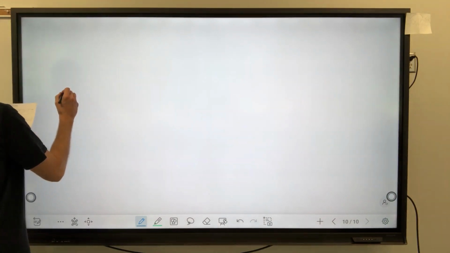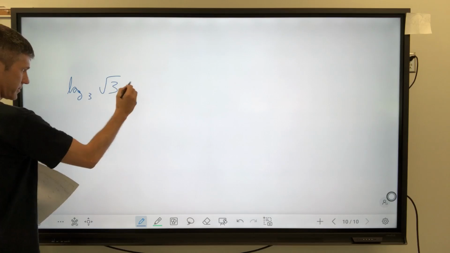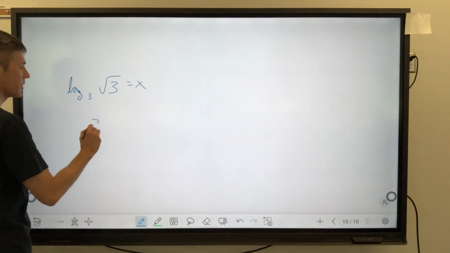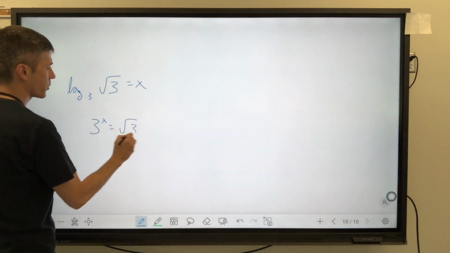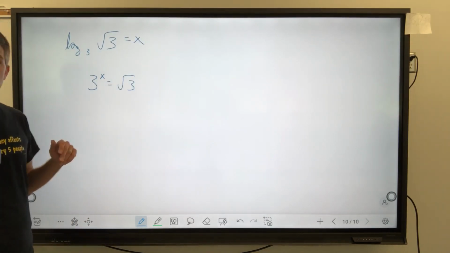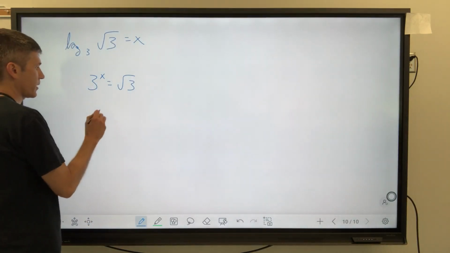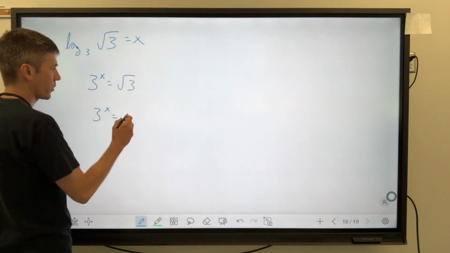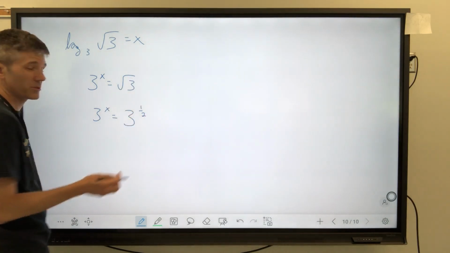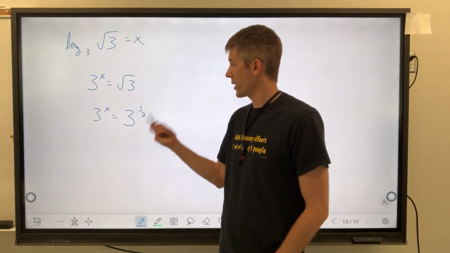Okay, 3 more. Log base 3 of the square root of 3. Don't know what it is. 3 to some power gives me the square root of 3. Okay, now I'm going to do this one. You probably already know the answer based on the previous problem, but I want to do this one a little bit differently. Let's kind of stare at it for a second. If 3 to the x is equal to the square root of 3, well, let's rewrite that, because I just told you an exponent of 1/2 is a square root. So if I have a square root, I'll write it as an exponent.